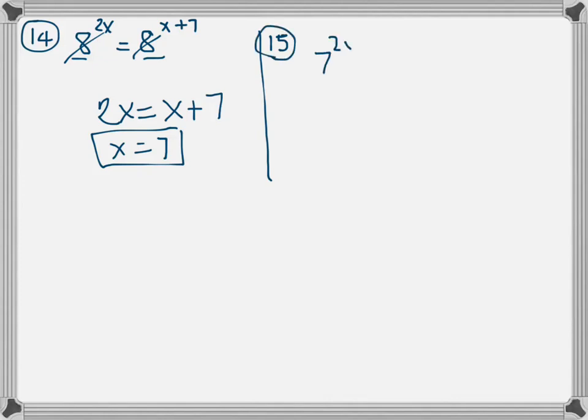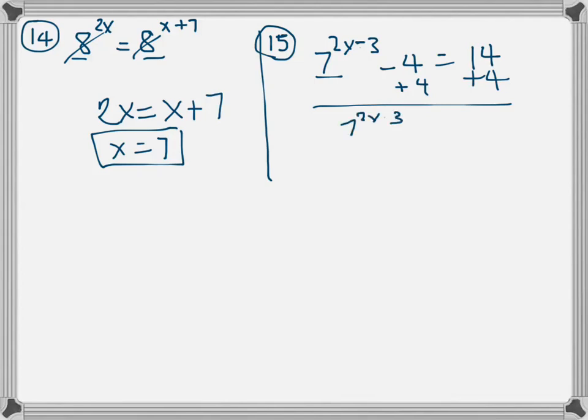7 to the 2x minus 3, all of this minus 4, all of this is equal to 14. Okay, we're going to isolate that 7 first. That's 7 to the 2x minus 3. Anyway, add the 4. I get 7 to the 2x minus 3 is equal to 18.